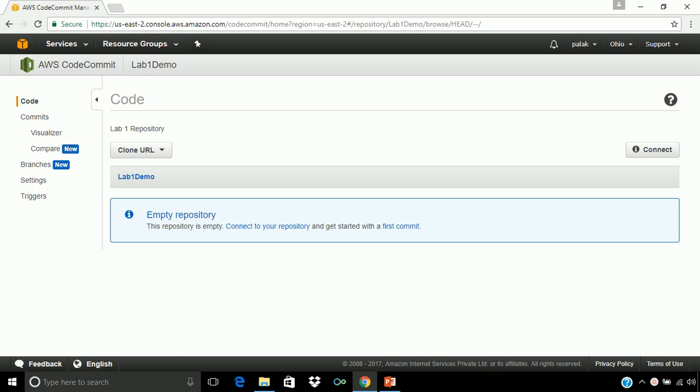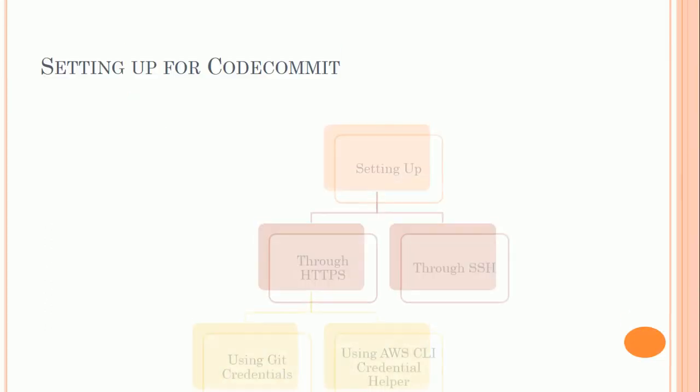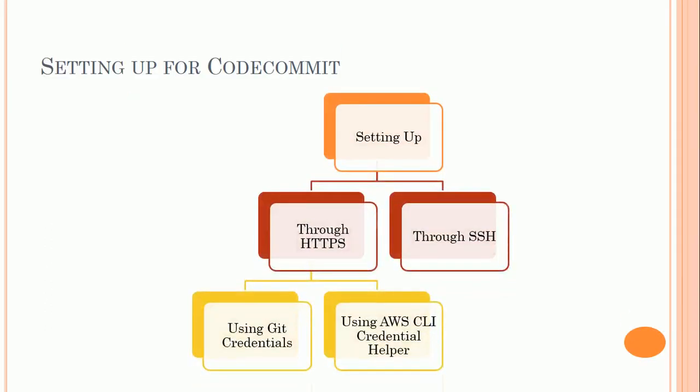So this is how we can create the repository. Now let's move ahead and see how we can set up the environment in our local machine to connect to this remote repository. To set up the environment in our local machine, we can connect to the AWS CodeCommit repository in two ways. We can connect through HTTPS or through SSH.